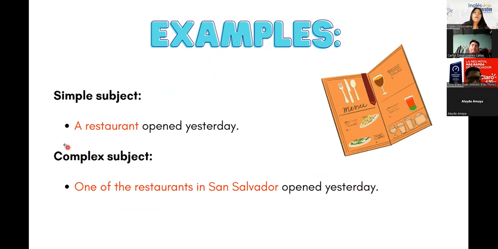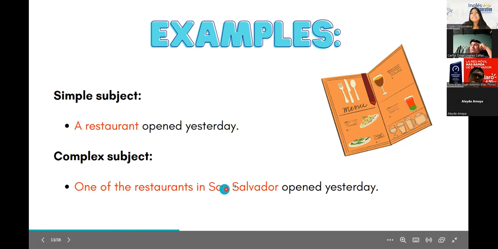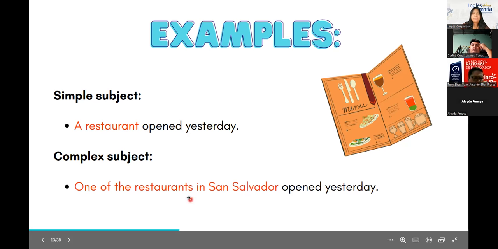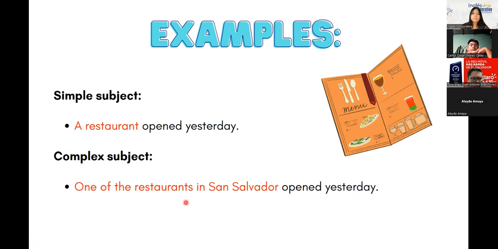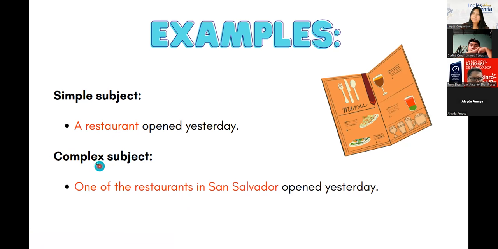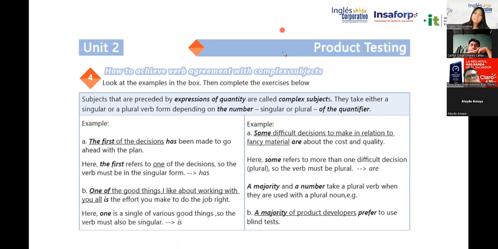Now, what would be a complex subject? One of the restaurants in San Salvador opened yesterday. In this case, the complex subject would be one of the restaurants because it's a subject which is long. Yeah, that's what we call complex subjects. Yes? Okay, so now let's focus on the information that we have from the book.